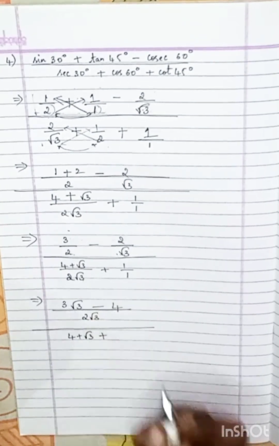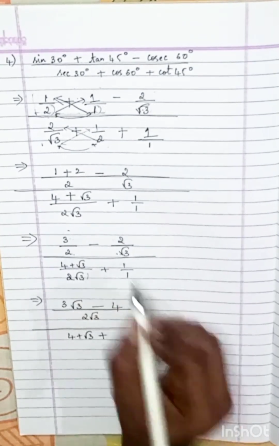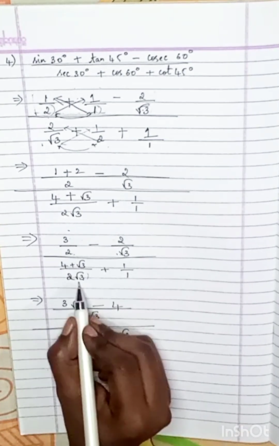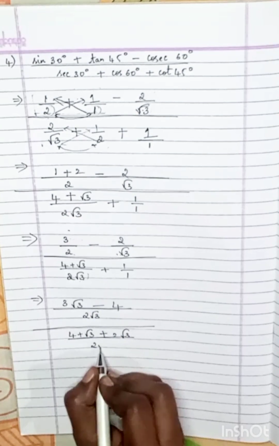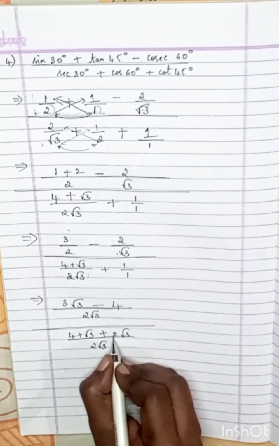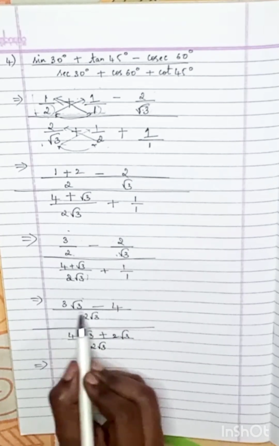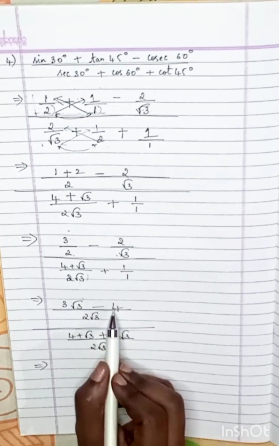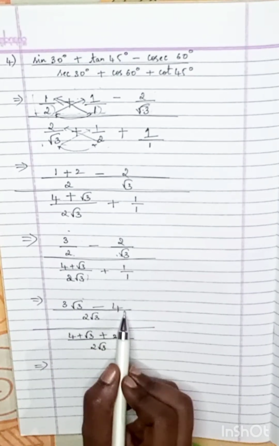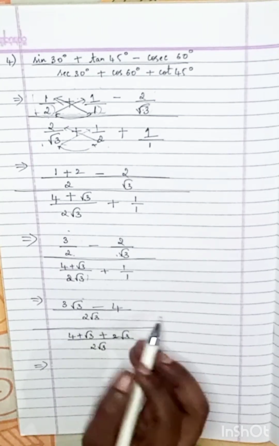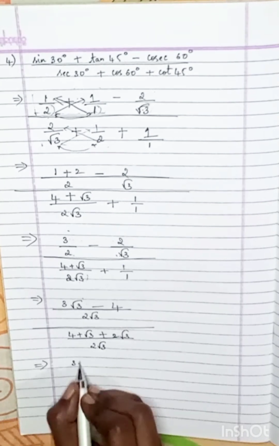Now this plus, we have written it here. 2 root 3 into 1, 2 root 3 divided by 2 root 3 into 1, 2 root 3. So next step. This is a different term and this is a different term. This is not having any root. So therefore these two are unlike terms. We cannot add or subtract unlike terms. So we'll keep it as it is.